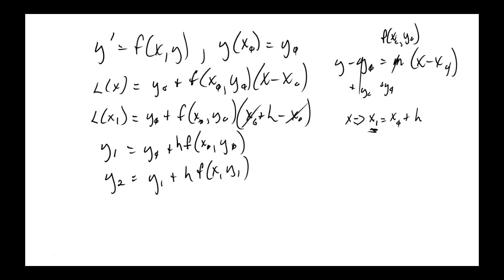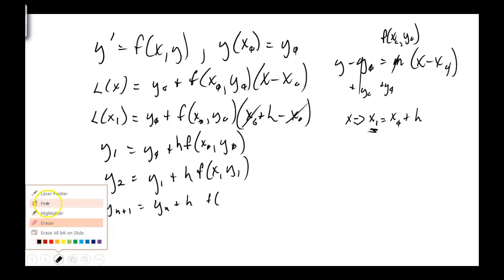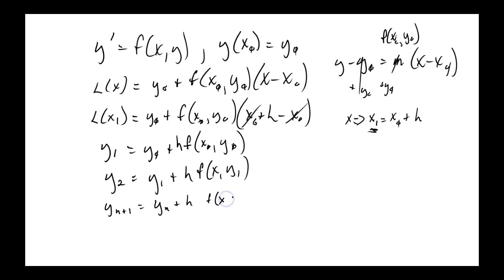All right, we're just leaving the bottom of page 76, moving to the top of page 77. So basically, here is your recursive equation: y sub n+1 is equal to y sub n plus h times f of x sub n, y sub n.